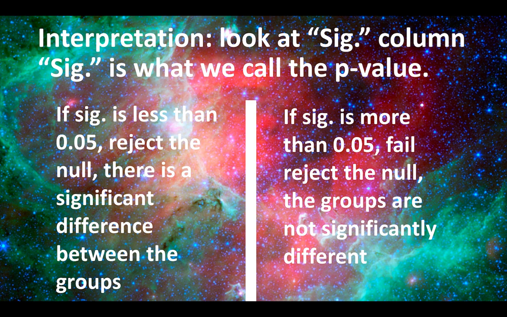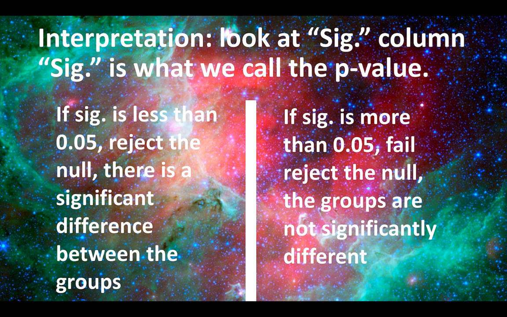So let's break it down. We did the t-test, but how do we know what the results actually are? Well, you look at the sig column, okay? Sig is what we call the p-value. If sig is less than 0.05, we're going to reject the null hypothesis. There is a significant difference between the groups.